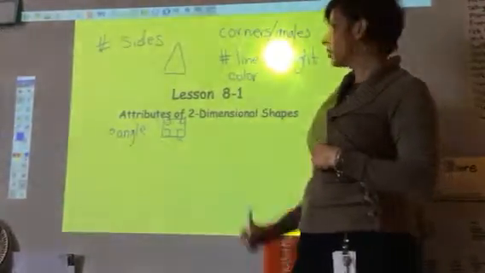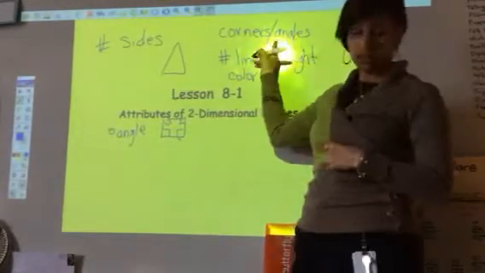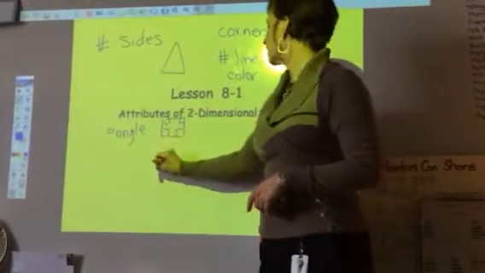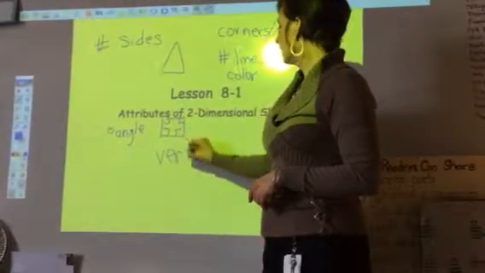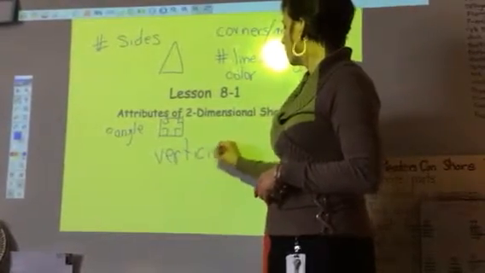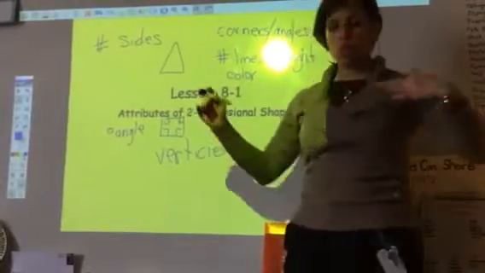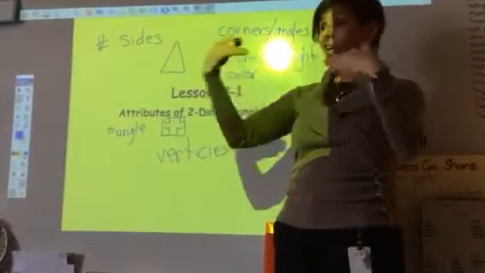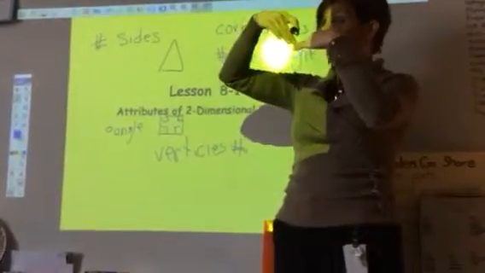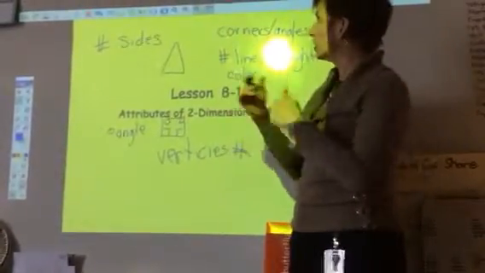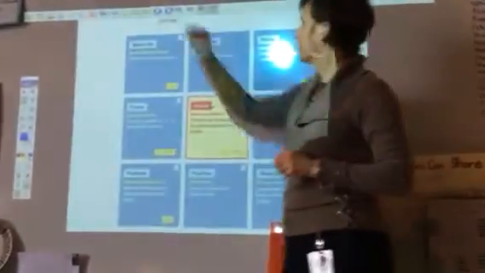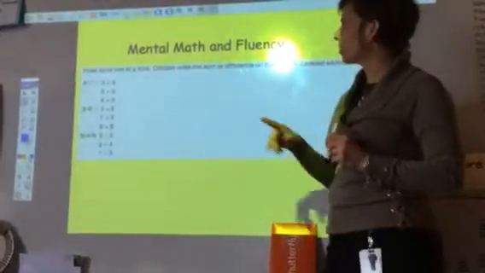Corners. Numbers of corners are numbers of angles, right? Vertices. We could do the number of vertices. Where one line meets up with another line is a vertex. It's an angle, right? Kind of. But where that line meets up with the other line is called a vertex. Is it the middle of a shape? No. But we'll talk about this in a minute.